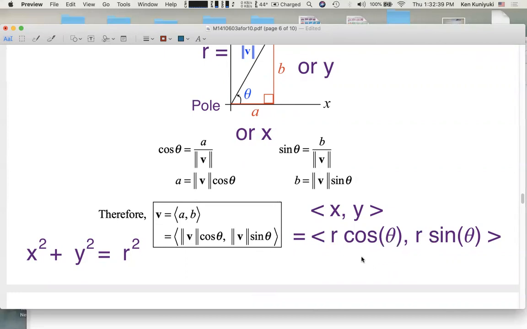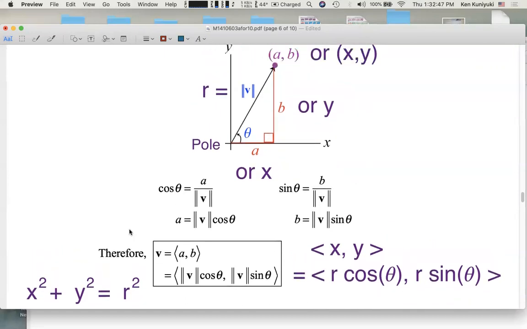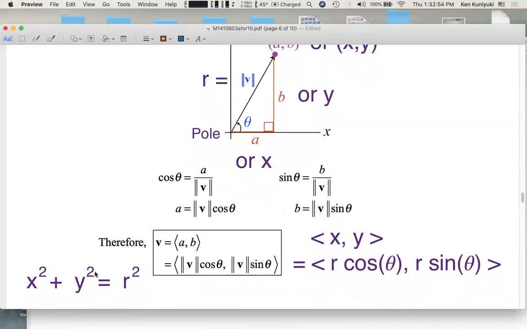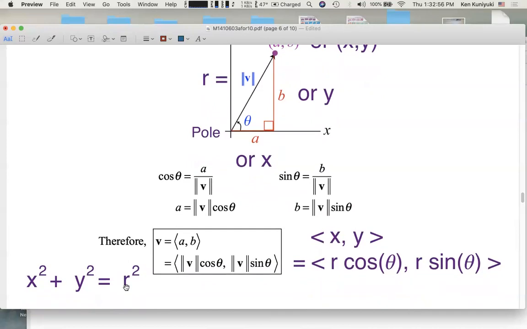By the way, notice that from the Pythagorean identities, we get that x squared plus y squared equals r squared, which corresponds to the Pythagorean theorem applied to this triangle here. X squared plus y squared equals r squared. That's used very often to relate this polar coordinate with these Cartesian coordinates.